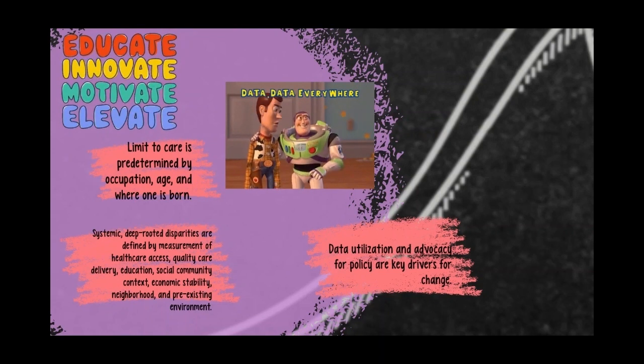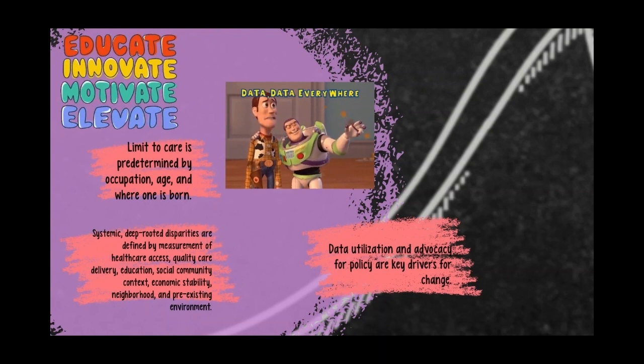These metrics measured for advocacy of policy are healthcare access and quality care delivery, education, social community context, economic stabilization, and one's neighborhood and pre-existing environment. Throughout this presentation, prevalent examples will be set to explain the impacts attained as a result of these unequal determinants that are deeply rooted in our culture.